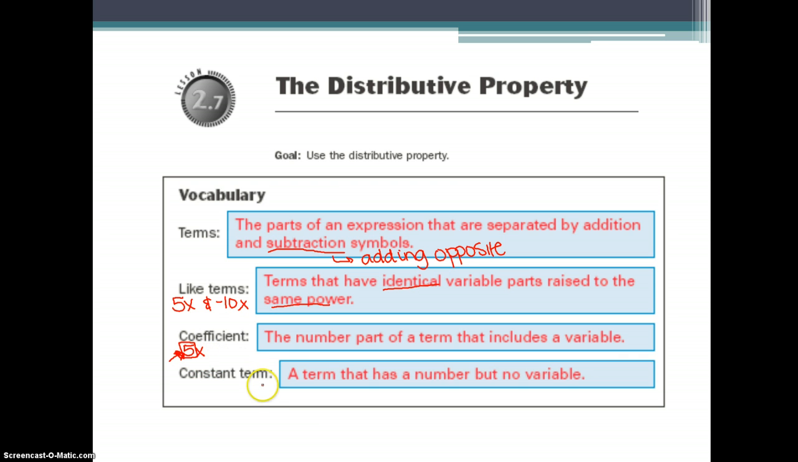Constant term is a term that has a number but no variable. So in my expression 10x plus 5, it's just the 5. It's just the number part, the number. There is no variable with it. You will see these terms and you will hear these terms a lot throughout the next year and beyond. Please make sure that you learn them. They will be on your test.